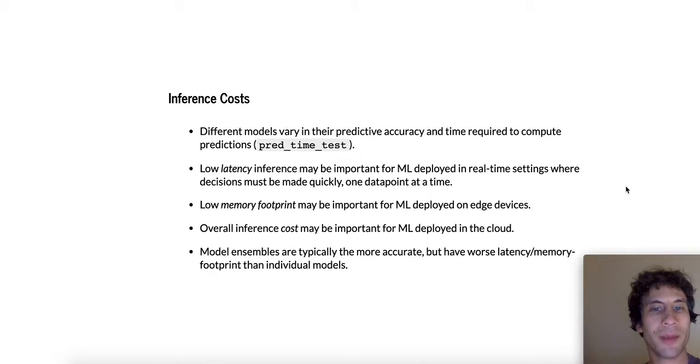Low latency inference may be important for ML deployed in real-time settings where we have to make decisions quickly, maybe one data point at a time. Low memory footprint might be important for ML deployed on edge devices where memory constraints are severe. Overall inference costs might be important for ML deployed in cloud settings where we don't want to pay too much money for a model that is of limited commercial value. So we have various considerations that may govern which model we actually think is best, beyond just the predictive accuracy. Model ensembles typically are the most accurate, but often will fare worse along these other dimensions.